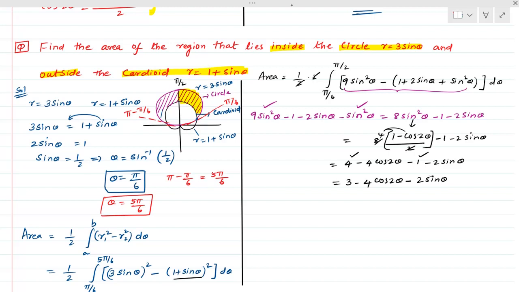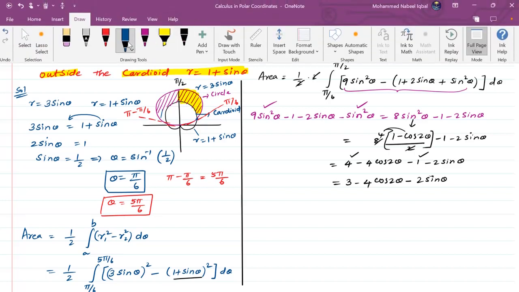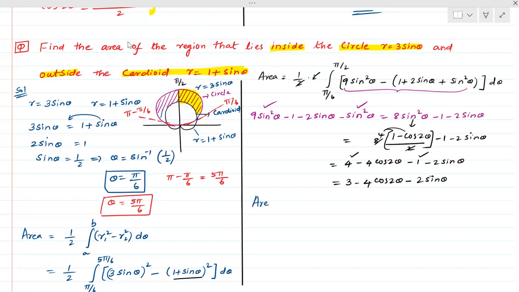So just substitute in the equation here. You will get the area is equal to the integral from pi over 6 to pi over 2, because the 1 over 2 and 2 get cancelled. This is the simplified form that we have taken here. So I will just substitute this here. So what is the final answer? We got it. It is 3 minus cosine 2 theta minus 2 times sine theta into d theta.